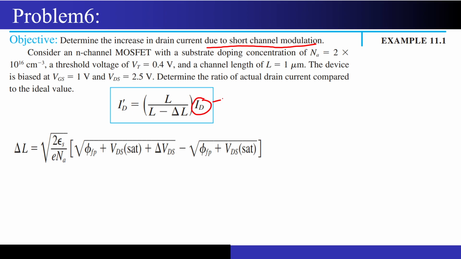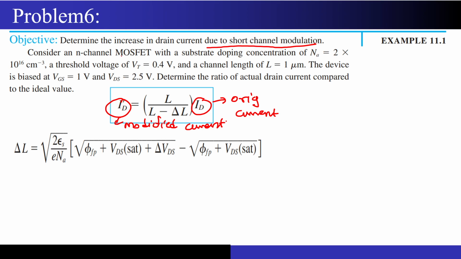So what does this mean? I already told you this is my original current, and this is my modified current, modified because of the channel length modulation. Correct? So now they are asking us to calculate this modified current value.